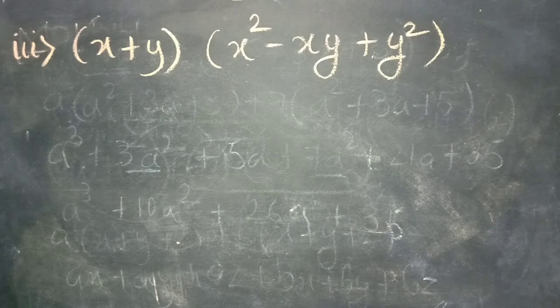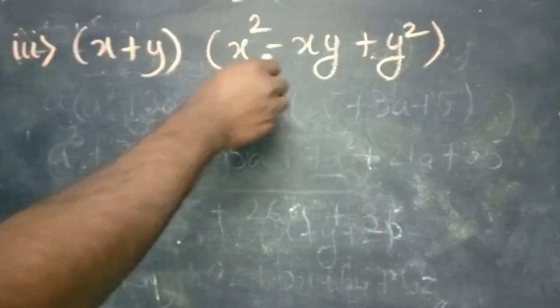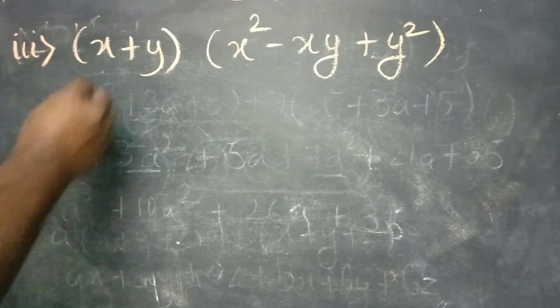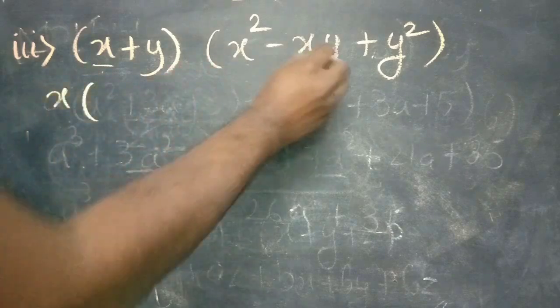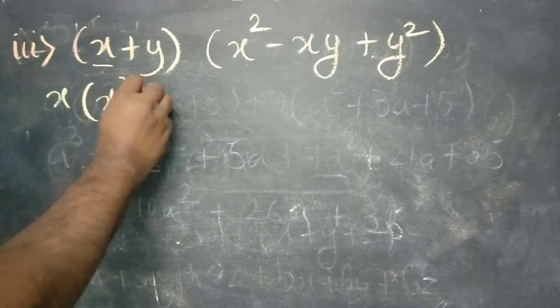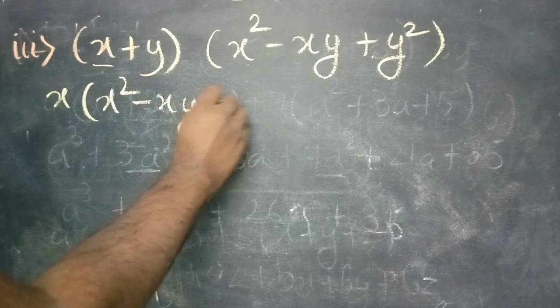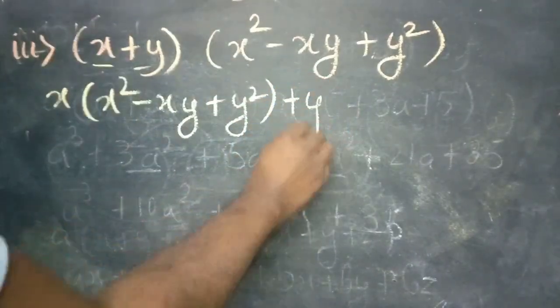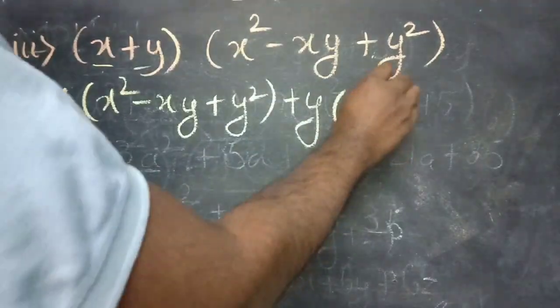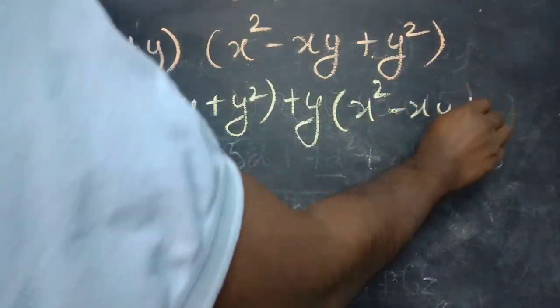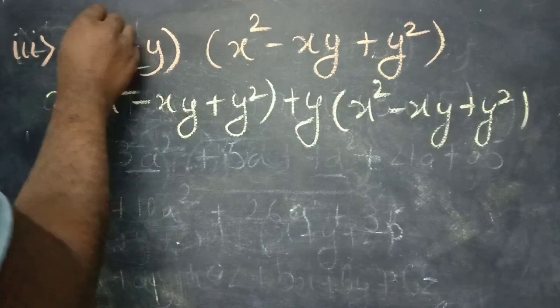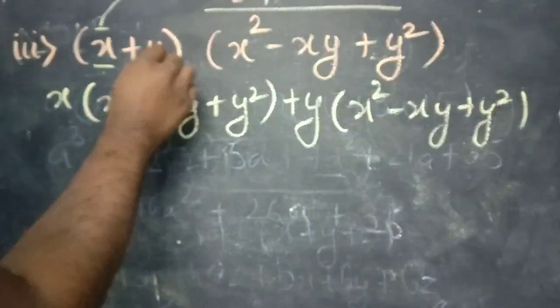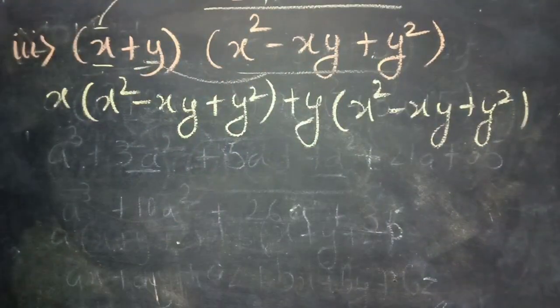Moving to the next question, x plus y into x square minus xy plus y square. Now take the first term, multiply with the trinomial, that is x square minus xy plus y square. Now take the second term of the binomial, multiply with the trinomial x square minus xy plus y square. That is x into the whole term. Next y into the trinomial.